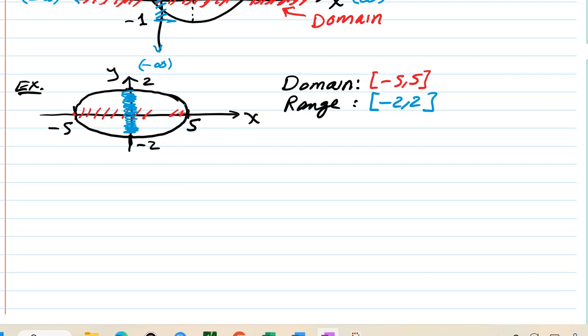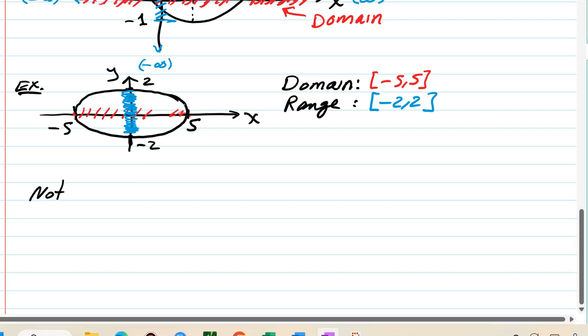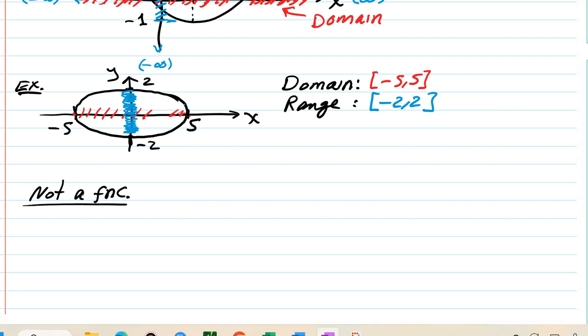Let's try a different idea. I think we've done enough domain and ranges. Now let's take a look at a relation that is not a function for this next idea. A relation that is not a function. So I'm just going to make something like this one: (3, 2), (3, -2).